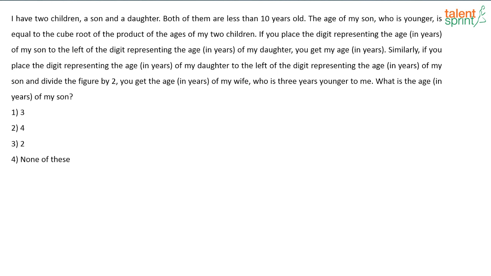See, to solve this question, this is a very, very easy question actually if you read it correctly. They're talking about two children. One person says, I have two children, a son and a daughter. Both of them are less than 10 years old. The age of my son, who is younger, is equal to the cube root of the product of ages of my two children. Okay, there is a son and there is a daughter. The son is the younger one. Remember, his age is less than 10.